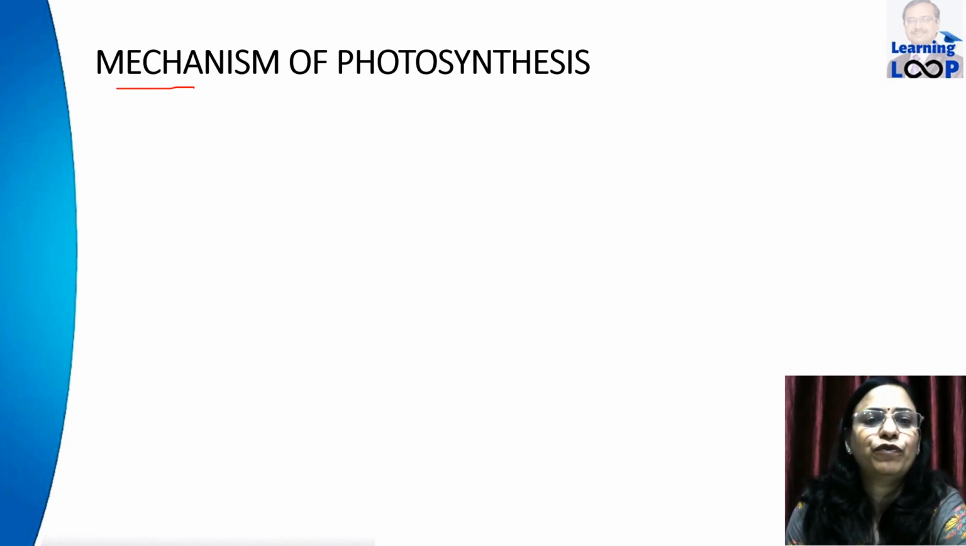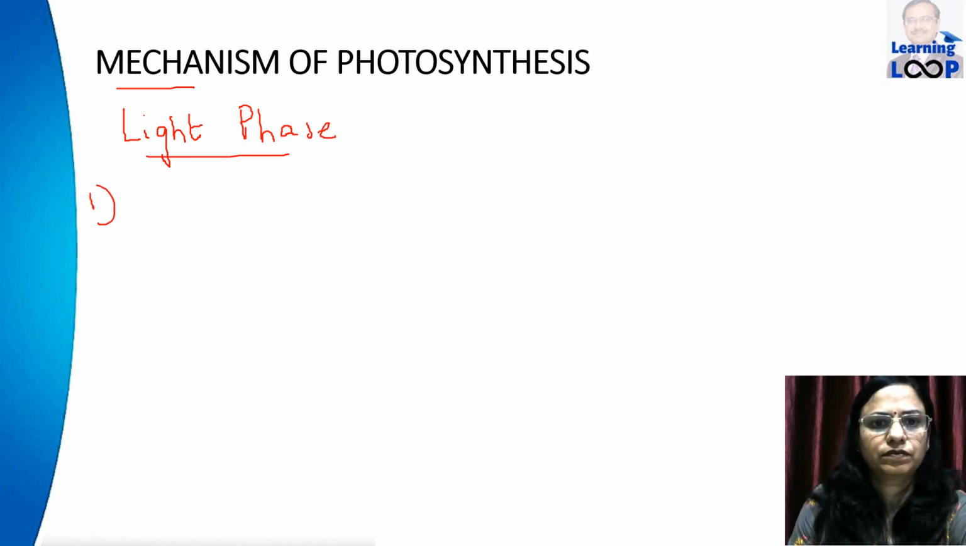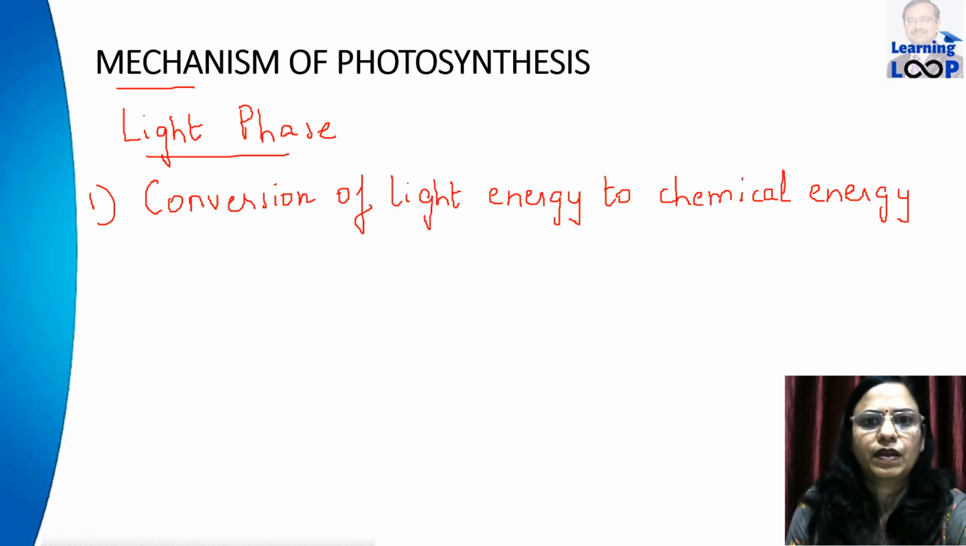So the mechanism of photosynthesis, as I said, can be broadly divided into two parts. The first part is known as the light phase of photosynthesis. In the light phase, the first step is conversion of light energy to chemical energy.